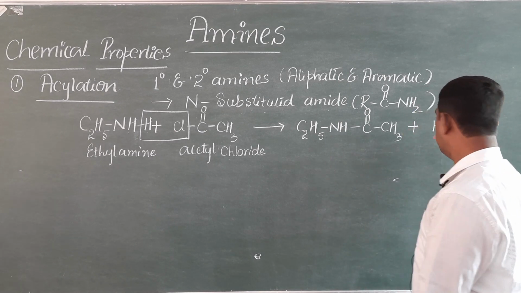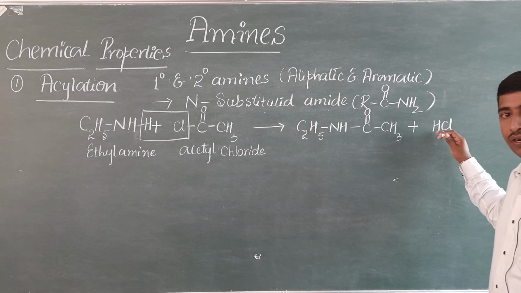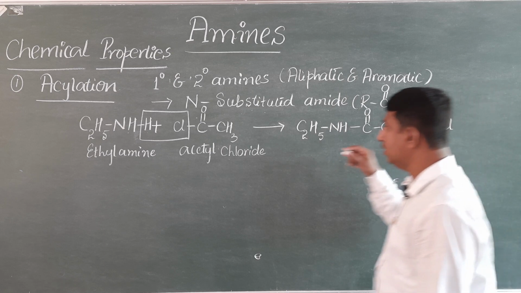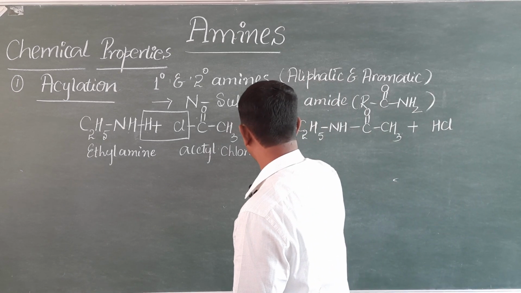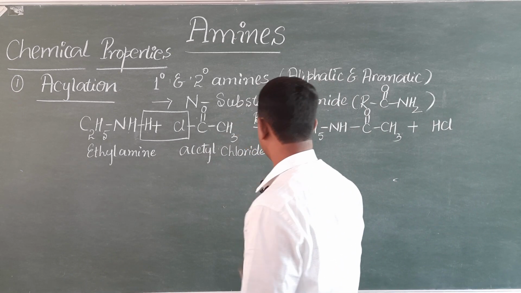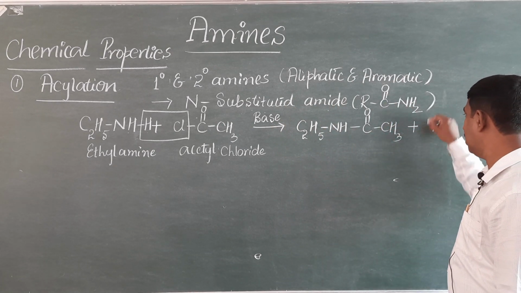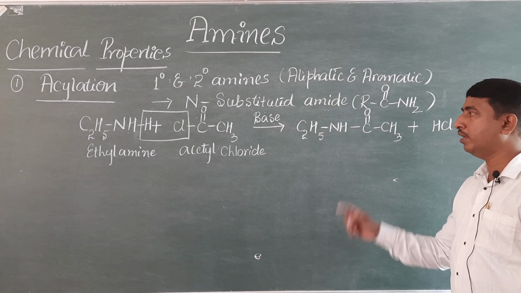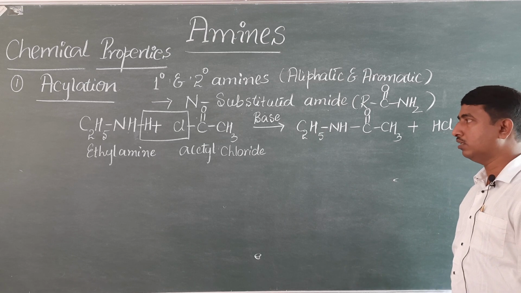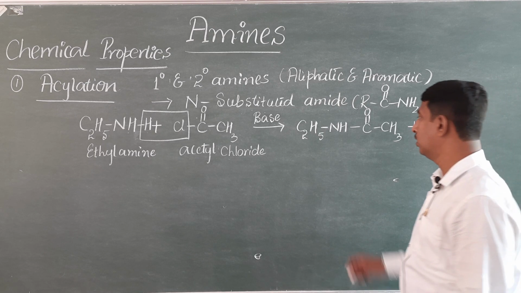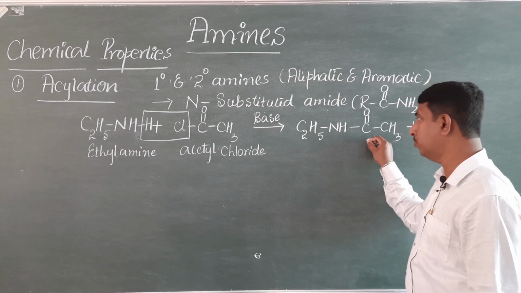So, in order to neutralize this acid, we are adding a base. We can add pyridine, which is a base. So, to neutralize hydrochloric acid, a base is added. The reaction is carried out in the presence of a base. Let us name this product formed.